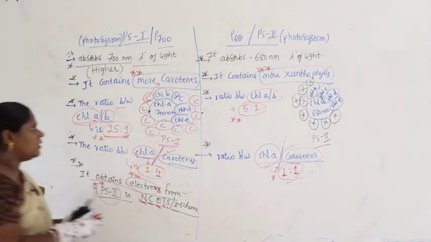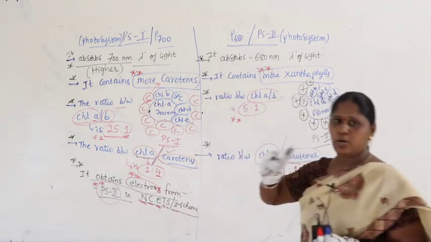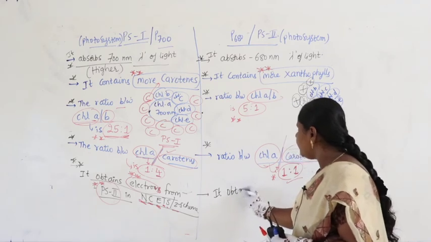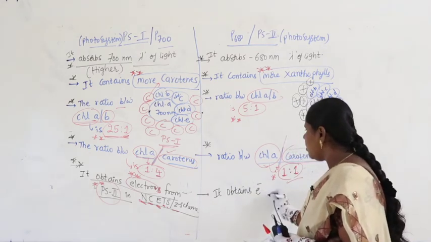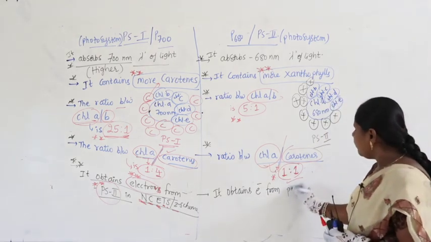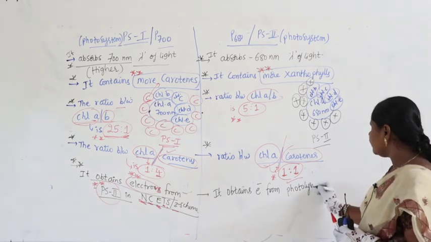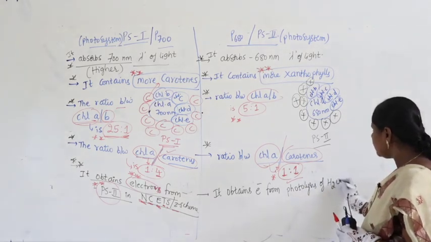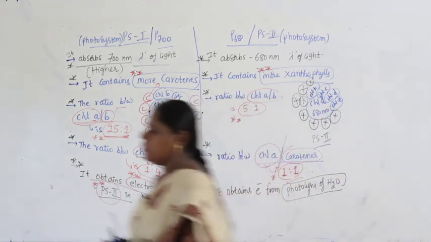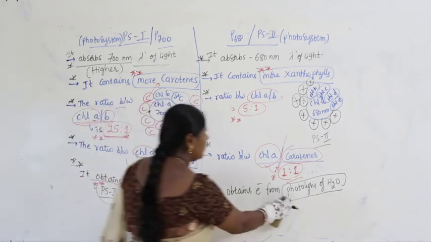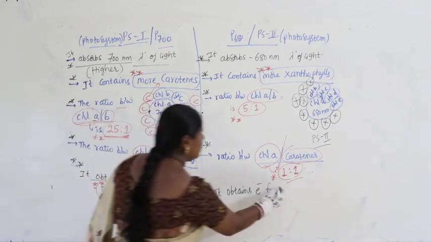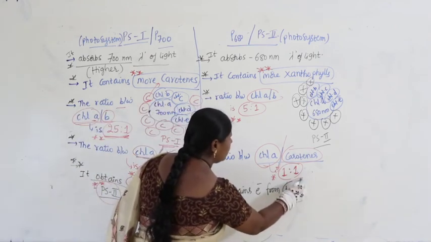Coming to here, PS2 will get electrons from where? PS2 obtains electrons from the photolysis of water. Photolysis of water means it gets electrons from water. Simply, better you write down water. Let us make that the next point: it gets electrons from water. Very, very important.